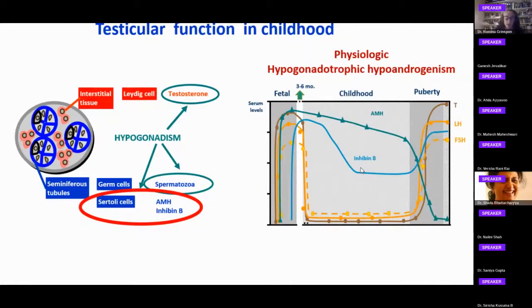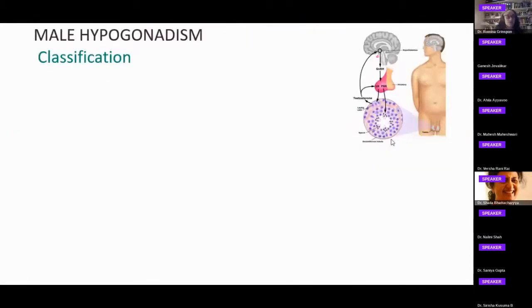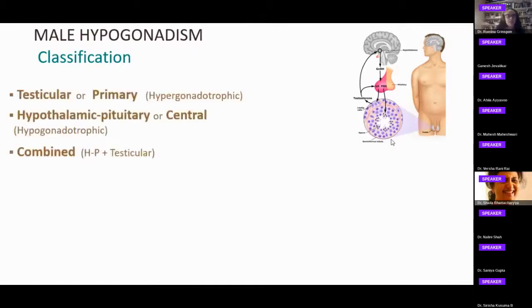When we study a patient with delayed puberty, we must differentiate whether it is only a prolongation in time of this period of physiologic hypogonadotrophic hypoandrogenism, or it is a pathological hypogonadism. Male hypogonadism can be classified according to the level of the hypothalamic pituitary gonadal axis that is primarily affected. That is, it can be a testicular or primary hypogonadism.